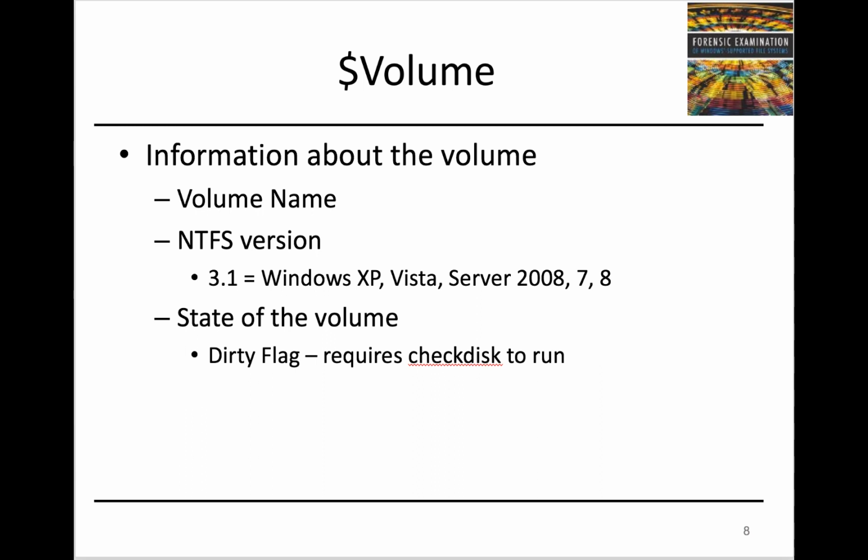The $Volume is the volume name. If you remember in FAT, the volume name was just given a directory entry. Here it's a specific file that has the name of the volume, and this is where we find the version of NTFS. For some reason they put it in with the volume. And then there's something called the dirty flag. This is whether or not the system has been shut down properly. And so if on boot up the system recognizes that this dirty flag is set, it means it was not shut down properly, and it will want to run check disk against that drive on the next boot.